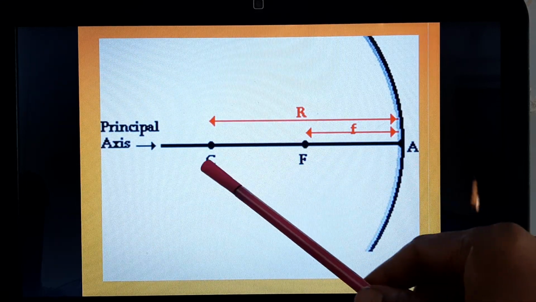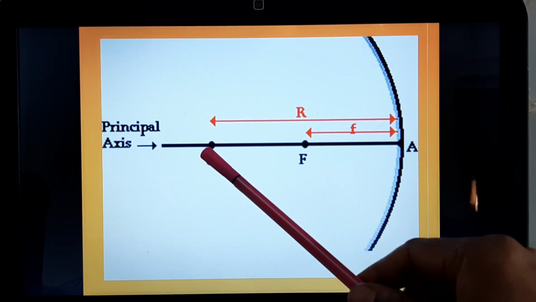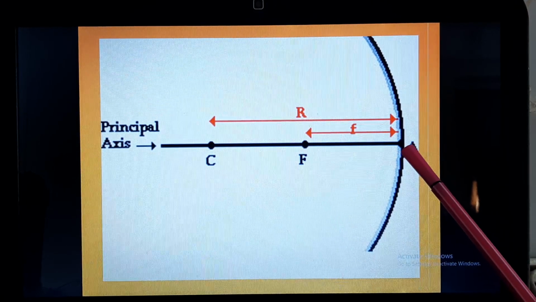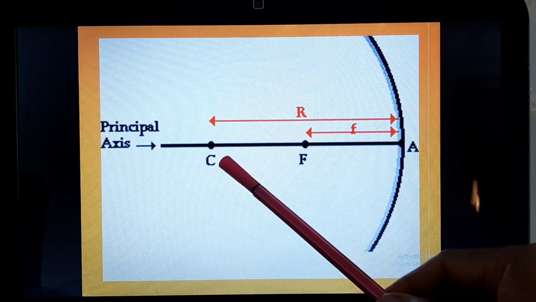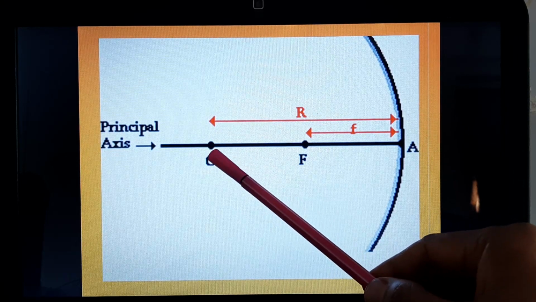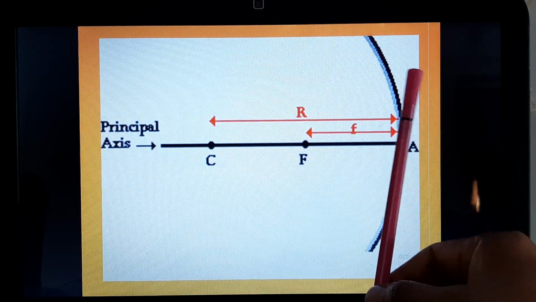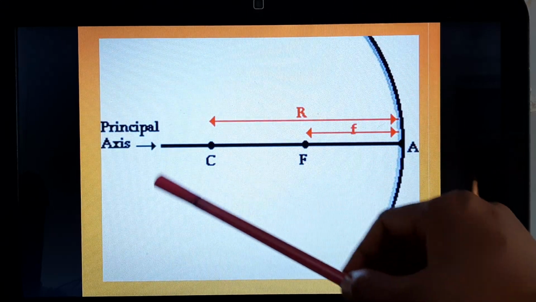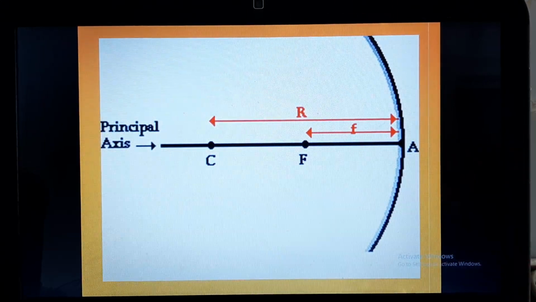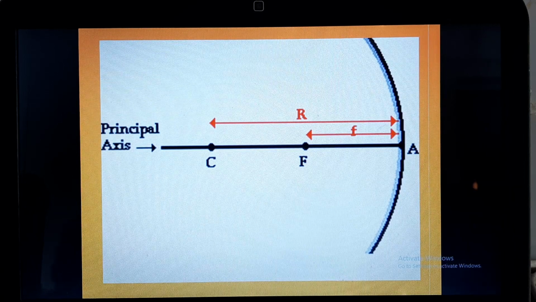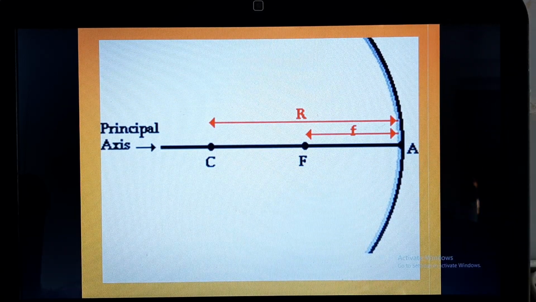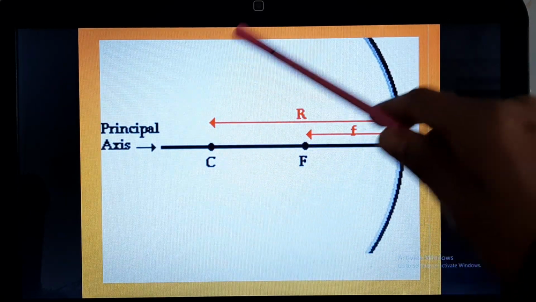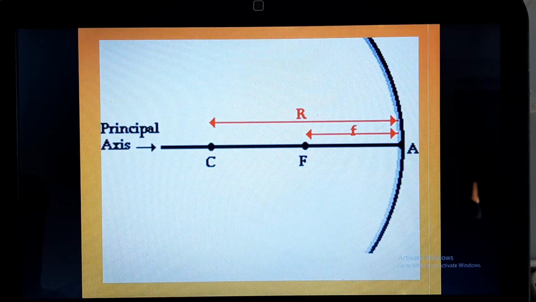Why is this the principal axis? Because this is passing through the center and it is intersecting the spherical mirror. Now, what is this C, the center of curvature? This is the center of the spherical mirror. So you can see this is the principal axis and this is the center of curvature, because this center of curvature is the center of the sphere.